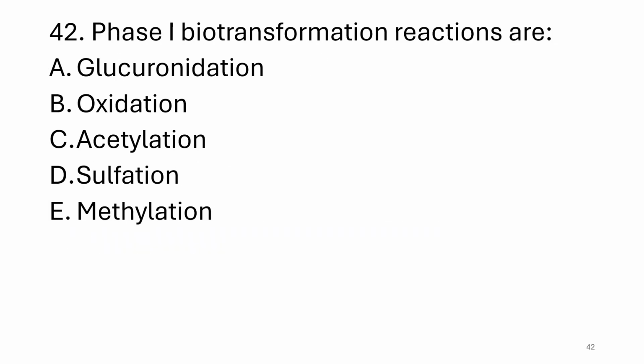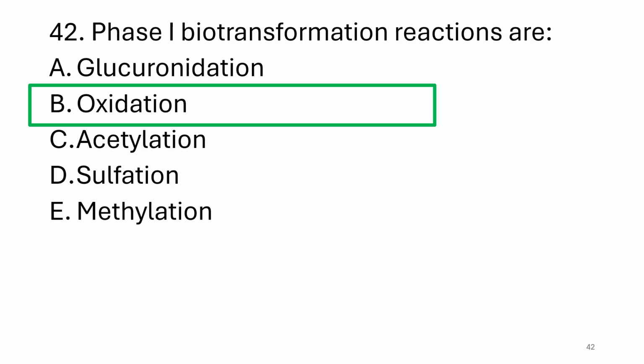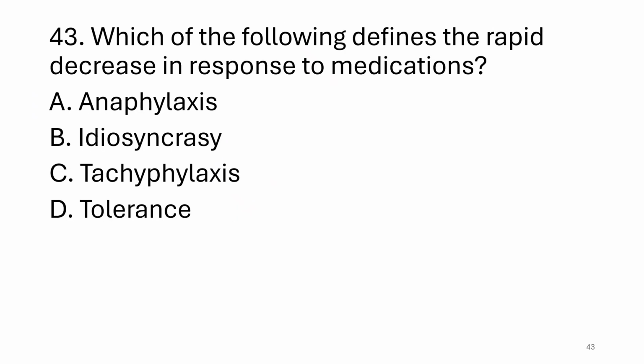Phase 1 biotransformation reactions: there are two phases, phase 1 and phase 2, right? The correct answer is oxidation, reduction, hydrolysis for phase 1, whereas phase 2 reactions are glucuronidation, acetylation, sulfation, methylation of biotransformation or metabolism reactions. Which of the following defines the rapid decrease in response to medications?